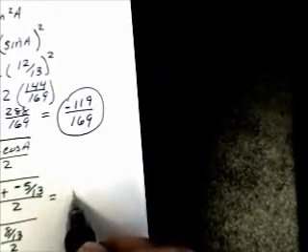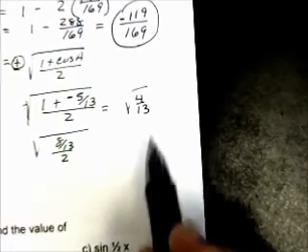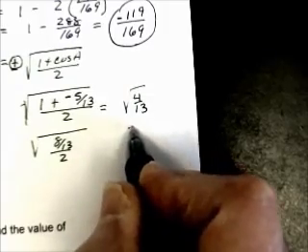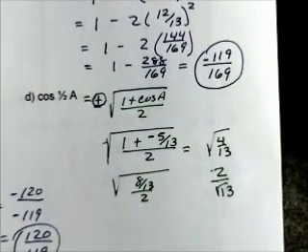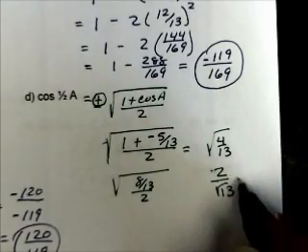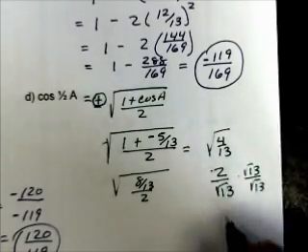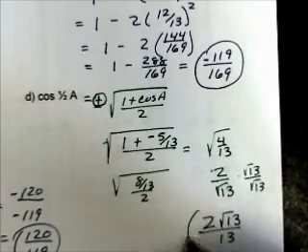So this is going to equal the square root of 4/13. Oops, sorry about that. I have too many things going on here. The square root of 4 is 2, so that's 2 over square root of 13. And let's rationalize the denominator by multiplying by the square root of 13 over square root of 13. So our final answer, 2 square root of 13 over 13.